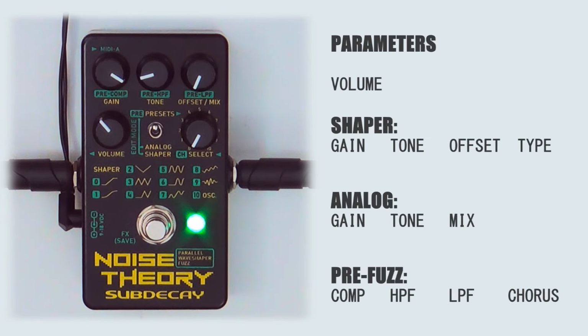The fuzz has 12 parameters. Volume control is always controlled by the volume knob. After changing the edit mode switch to analog or shaper, the LED will pulse to indicate editing is engaged.